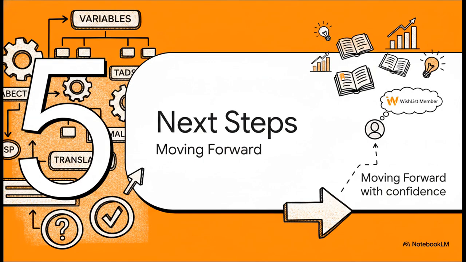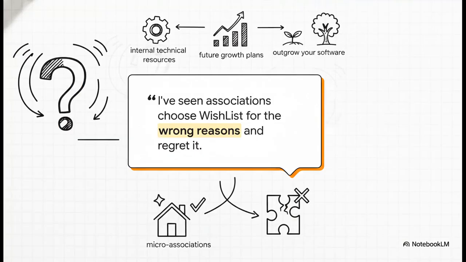Which leads us right into Section 5, Consultation and Next Steps. In 20-plus years of AMS consulting, I've seen associations choose WishList Member for the wrong reasons and regret overlooking specific considerations. Listen, WishList Member serves many associations incredibly effectively, but the fit depends so heavily on your specific structure, your internal tech resources, and your growth plans. You don't want to choose a system today that you'll completely outgrow in just a year or two.